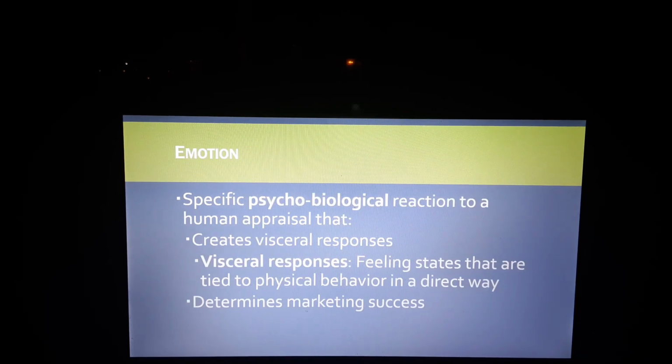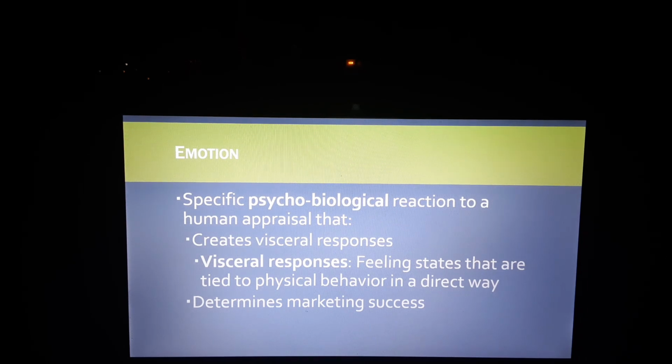Okay, so emotion. So emotion is this idea of a specific psychological and biological, so thought and feeling, thought and body, reaction to some sort of a human appraisal. So how is it that our mind and our body respond to things? Sometimes we talk about a visceral response that we actually can feel in our body. It's like seeing a certain thing makes us feel really happy. Does it make us feel contented? Or does it strike fear in us?